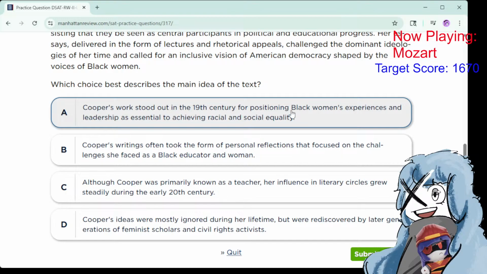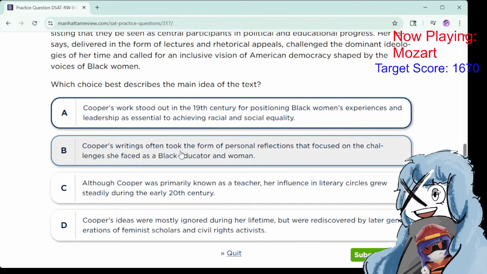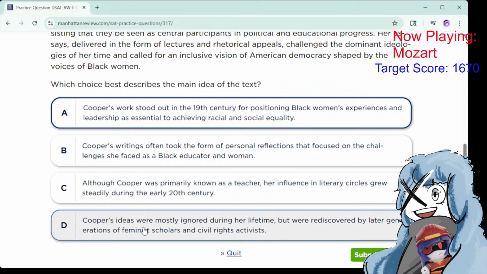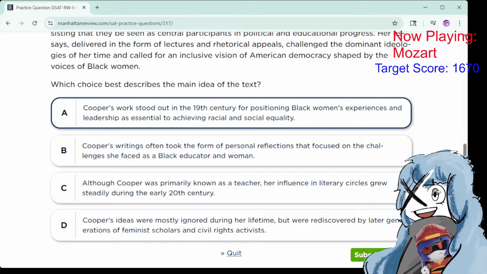Cooper's teaching often took the form of personal reflection that focused on challenges faced. No. Although Cooper was probably known for her teaching, her influence on literary circles clearly no. Cooper's ideas were almost ignored during her lifetime, but were embraced by later generations. That is not the idea.